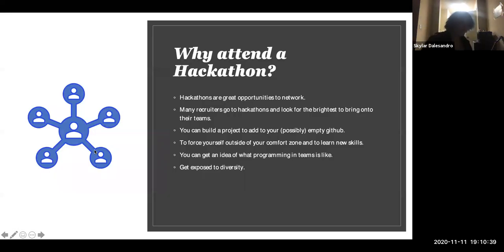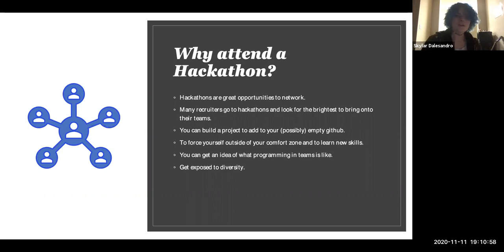Why should I attend a hackathon? Hackathons are great opportunities to network. Many recruiters go to hackathons to look for the best and brightest to bring onto their teams. You can build a project to add to your possibly empty GitHub. I know a lot of us should be working more on this.